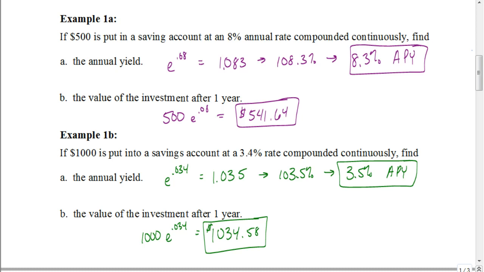So now if I want to figure out what would be the investment after 1 year, I would take 1,000 times that e to the 0.034 exponent. And when you do that, if you round to the nearest penny, you get $1,034.58.